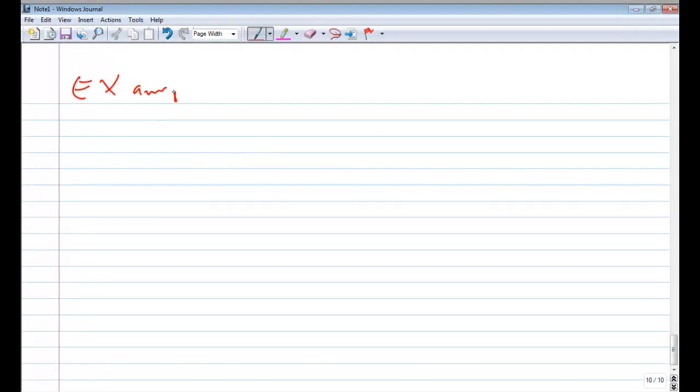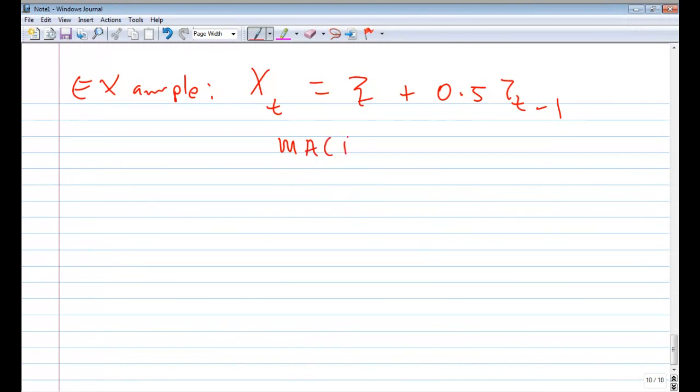Okay, let's say example. Let's say you have got this process X_t equal to Z_t plus 0.5 Z_{t-1}. So I want you to go and check whether this process is invertible or not. Remember, this is a moving average of order 1. If the question says identify the model or identify the process, if it's like this one, it's a moving average of order 1.